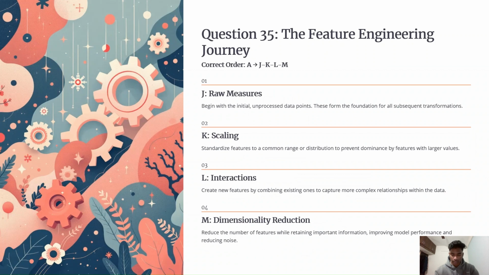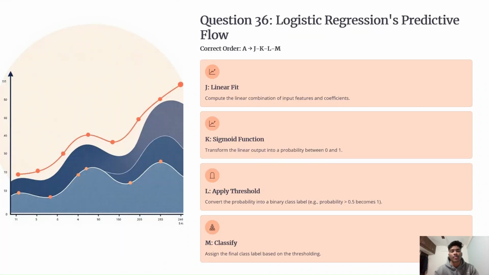Let's come to our next question. Question 36, based on the logistic regression process. The correct order here is JKLM. J stands for linear fit here. Compute the weighted sum of inputs. Then sigmoid function K: turn that value into a probability between 0 and 1. L: apply threshold. Compare the probability with a threshold like 0.5. M: classify. Assign the final class label. This is how logistic regression makes binary predictions.